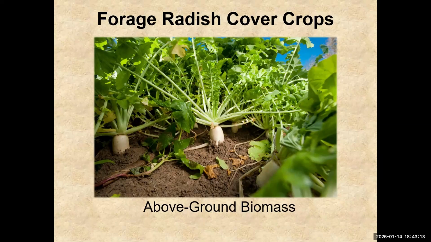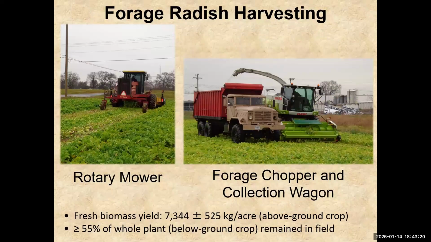As the below ground root was left in the field to decay in the soil. And these are some pictures of us harvesting the radish. And so first, the radish crop, we used a rotary mower where we first mowed with the rotary mower as close to ground level as practical. So this was about 3 to 5 centimeters from the soil surface.